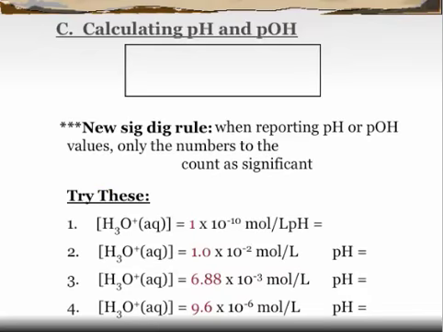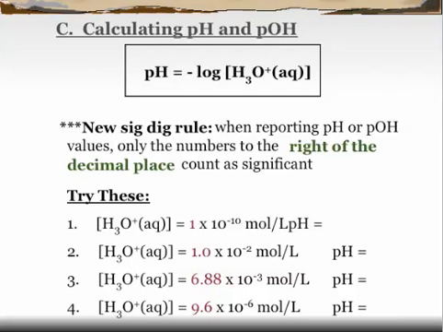To calculate pH and pOH, we use the following equation. pH is the negative log of the concentration of hydronium ions. So here's our new significant digits rule. When you report pH or pOH values, only the numbers to the right of the decimal place count as significant. When we look at these concentrations, the red digits are those which are significant. When our concentration has two significant figures, our pH has two significant figures behind the decimal place.